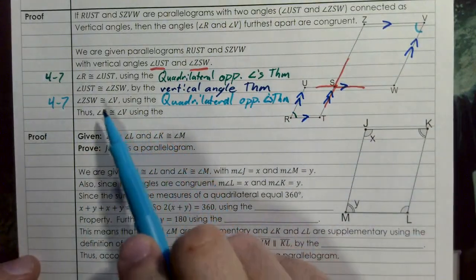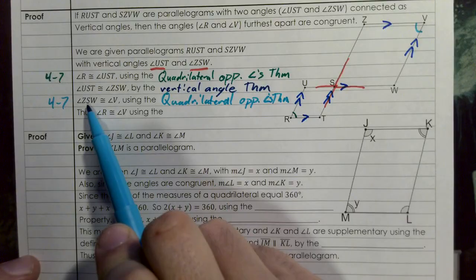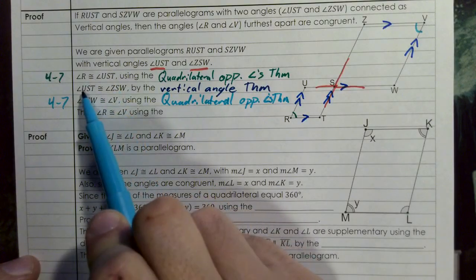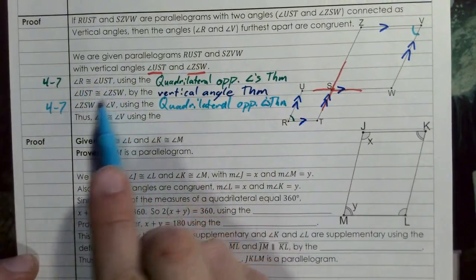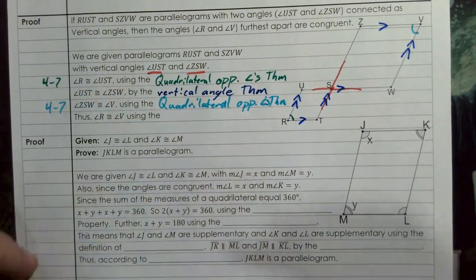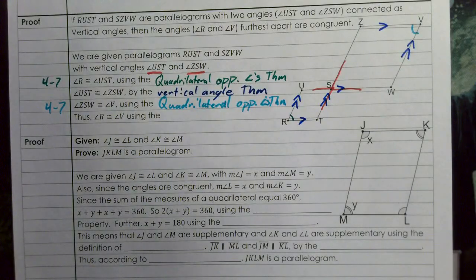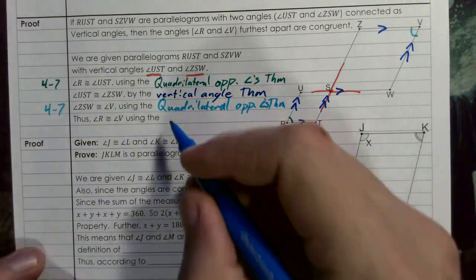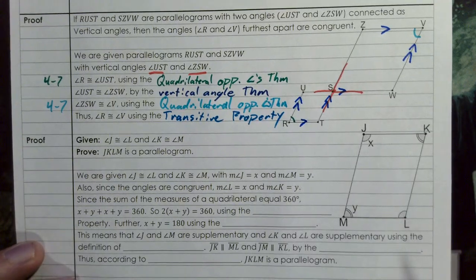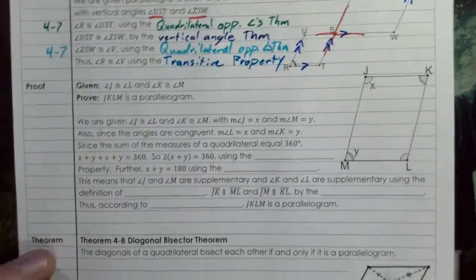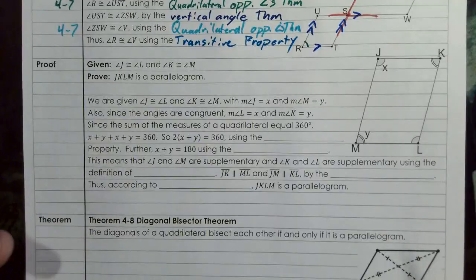Oh, wait. So if this is congruent to this, and this is congruent to that, and that is congruent to that, oh, wait. Then by a chain of congruencies, we can say R and V are congruent. And when we're using that big chain of stuff, that is the transitive property. And we're done. Great. Let's do one more.